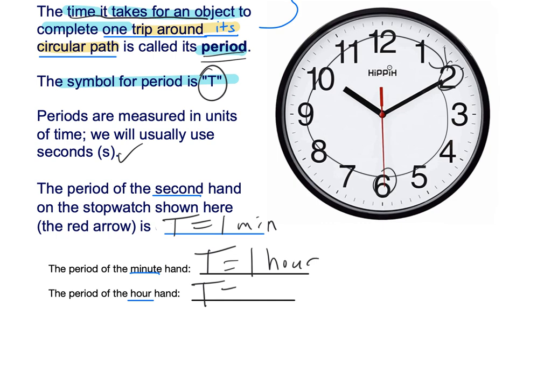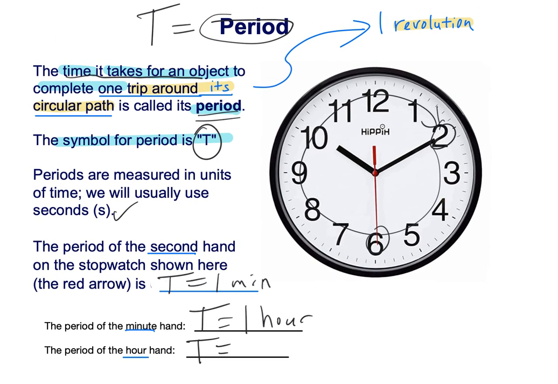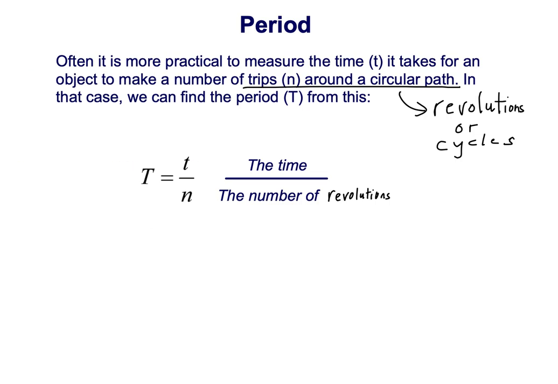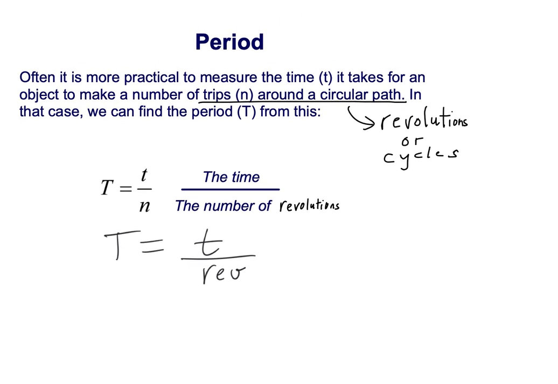And what's the period of the hour hand, the little hand? It goes from 10 a.m. to 10 p.m. in 12 hours, right? Goes around once in 12 hours. So the period is the time it takes to do a number of revolutions. So if it's one revolution, that t, little t, would be the period.